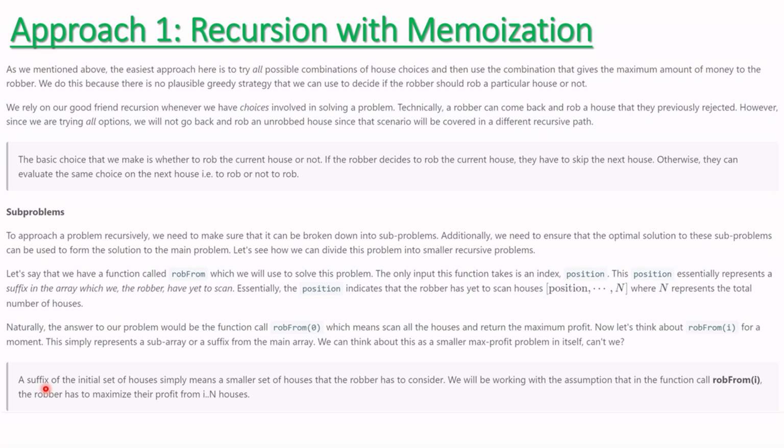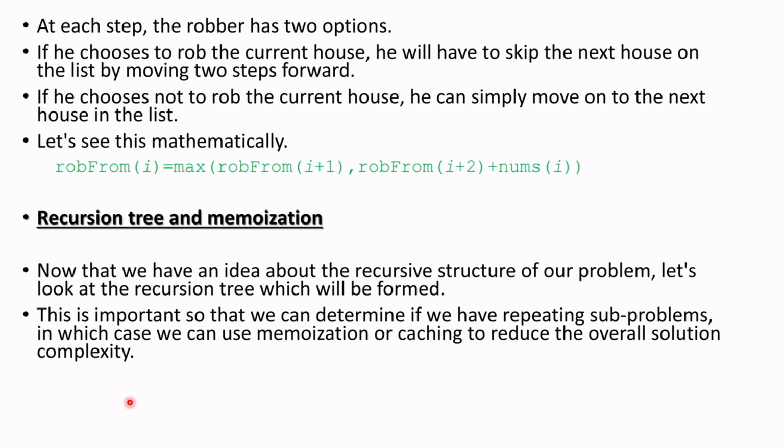So a suffix of an initial set of houses simply means a smaller set of houses that the robber has to consider. We will be working with the assumption that in the function call rob from i, the robber has to maximize their profit from the remaining houses, right? So at each step the robber has two options. If he chooses to rob the current house, he will have to skip the next house in the list by moving two steps forward. If he chooses not to rob the current house, he can simply move to the next house in the list. So let's see this mathematically.